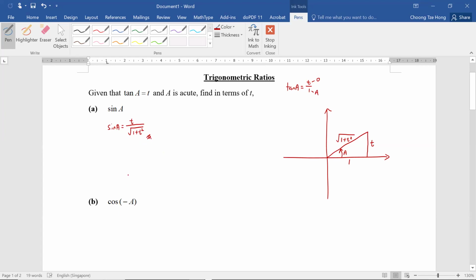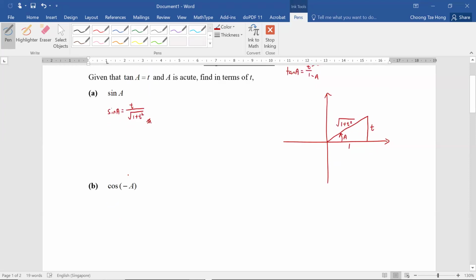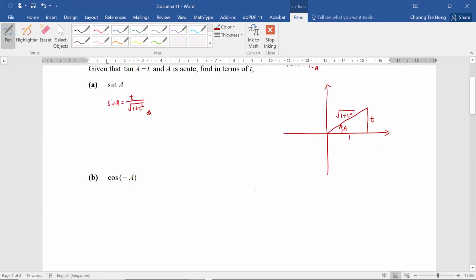Next part, you see over here that there's a cosine negative A. If it were cosine A, it would be very easy. But over here we are going to spend some time studying the relationship between cosine A and cosine negative A. For example, if we calculate cosine 30, 30 is a special angle, we get square root 3 over 2. Then if you compute cosine negative 30 in your calculator, you end up with square root 3 over 2 as well.